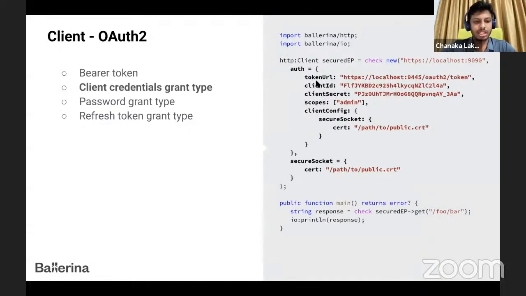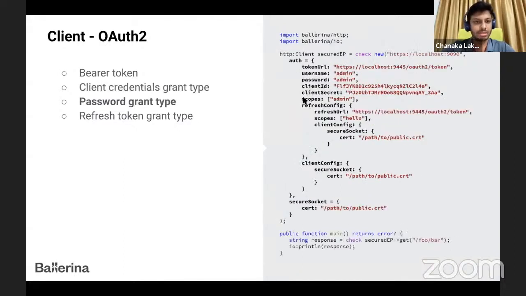The second one is the client credential grant type. This is one of the three grant types that's supported by Ballerina according to the OAuth2 specification. Here we are configuring the Ballerina HTTP client like this, and internally Ballerina will call the token URL configured here and get the access token and use it for API call authentications.